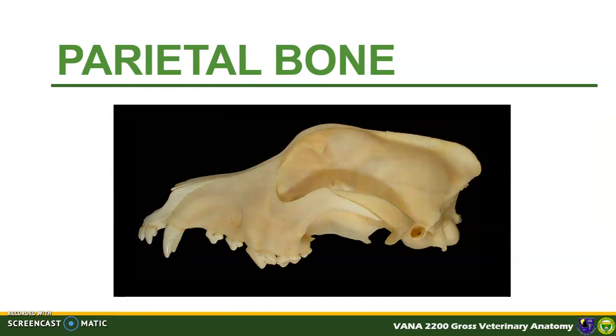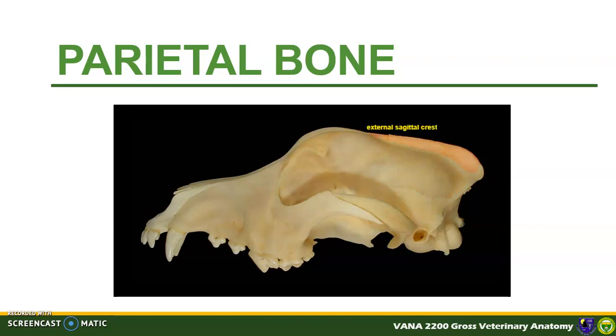Next bone of the cranium is the parietal bone. This is a paired bone that, together with the frontal bone, forms the roof of the cranial cavity. The right and left halves of the parietal bone and the occipital bone meet at the dorsal midline to form the external sagittal crest.